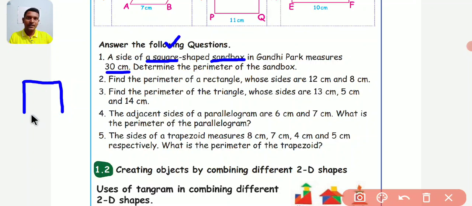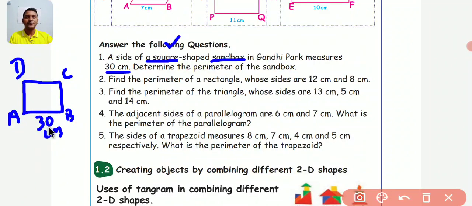In a square all the sides are equal. We already know that. Here they are giving one side length as 30 centimeter. This length is 30 centimeter. Suppose we take this end point as A, this point B, and this point C, and this point D.